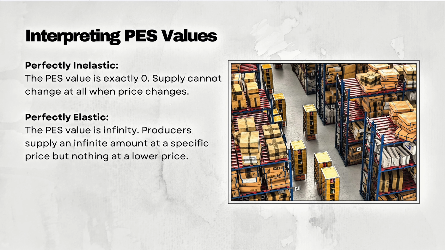And for the extreme elasticities, for perfectly inelastic, this is when the PES value is exactly 0, as supply cannot change at all when price changes. And for perfectly elastic, this is when PES is infinity. Producers supply an infinite amount at a specific price, but nothing at a lower price.